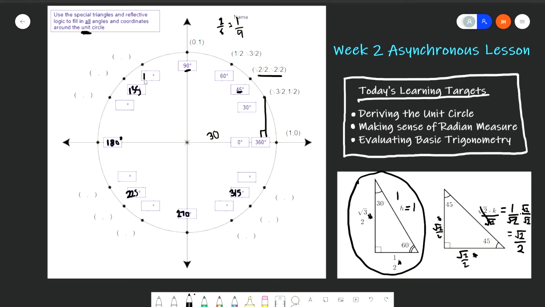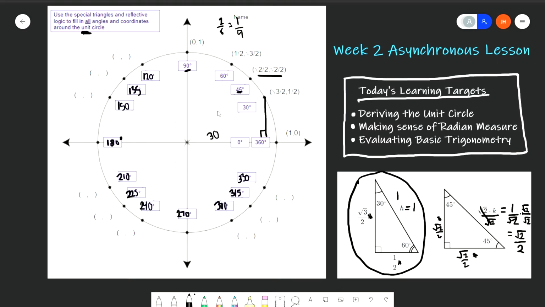90 plus 30 is 120. 120 plus 30 is 150. 150 plus 30 is 180. 180 plus 30 is 210. Plus 30 is 240. Plus 30 is 270. Plus 30 is 300. Plus 30 is 330. So I've got all the angles around these unit circles.